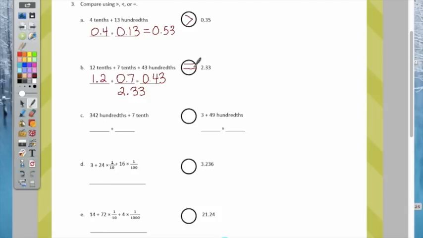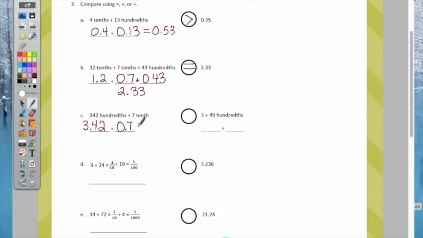Okay, so 342 hundredths. So the two's in the hundredths place. So 3.42, right? Plus 7 tenths, and it looks like I have a typo there. That should be tenths, not tenth. And by the way, this was supposed to be a plus sign, wasn't it? Yeah. Might as well just point out all my mistakes right now.